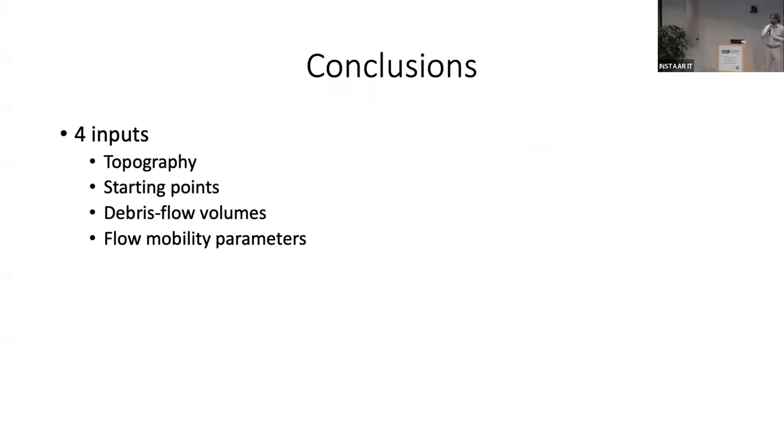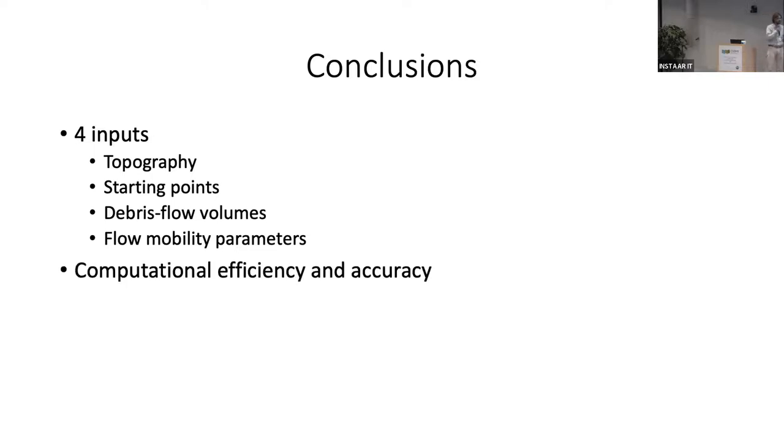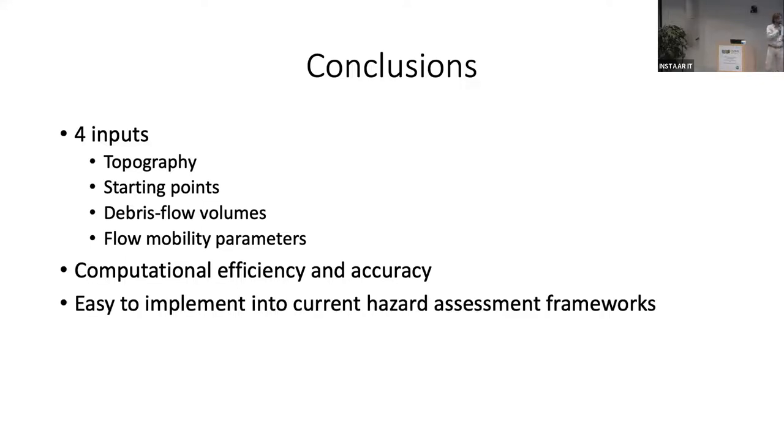So in conclusion, we wanted to create a model that had relatively few inputs, and ProDF, I believe, accomplishes that. It requires only an input topography, a starting point, a flow volume, as well as the two flow mobility parameters. Furthermore, it is computationally efficient, running in a matter of seconds, but it still maintains the accuracy offered by more complex process-based models. Finally, it would be easy to implement into existing hazard assessment frameworks by using the output from one of the volume models as the primary input for the inundation model.